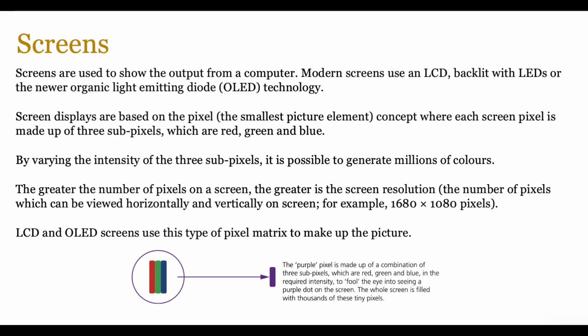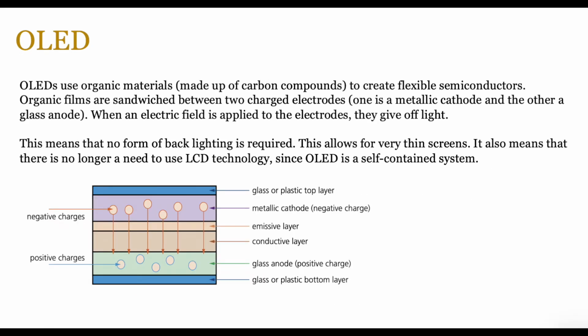Now, we're going to only be focusing on OLED because that's the key technology. However, you need to know the difference between OLED and LCDs and LEDs as well. OLEDs use organic material, which is normally material made out of carbon compounds, and these allow us to create flexible semiconductors. Now, organic films are sandwiched between 2 charged electrodes, a metallic cathode and a glass anode. So when the electrical field is applied to the electrodes, they will give off light. This means that there's no form of backlighting required. This allows for very thin screens. It also means that there is no longer a need to use LCD technology, since OLED is a self-contained system itself. So do pause the video and just have a look at the diagram to identify the different layers.